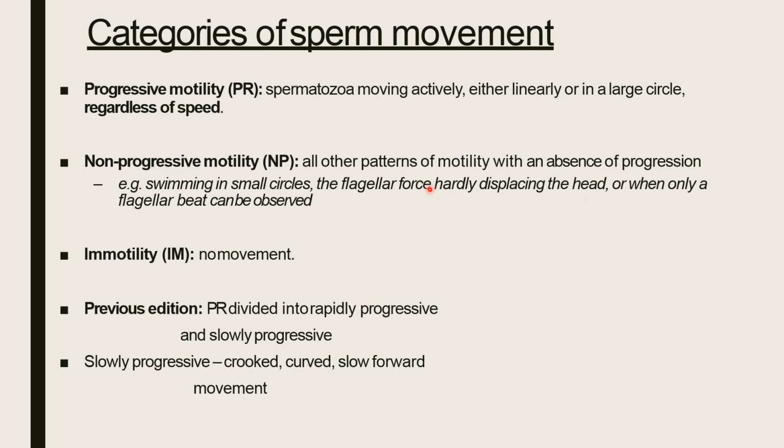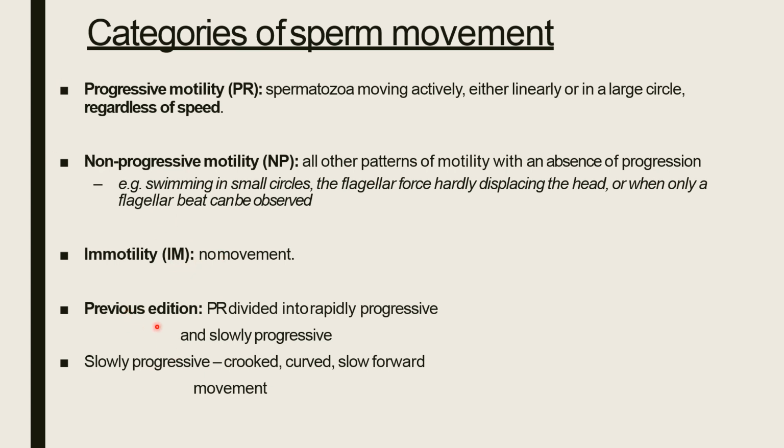So they are just moving their flagella, but they are static in a certain area. They are trapped in a certain area. That is called non-progressive motility. So we have to observe how many were progressively motile out of those 200 and how many were non-progressively motile. And then we could see the sperms that are entirely immotile.